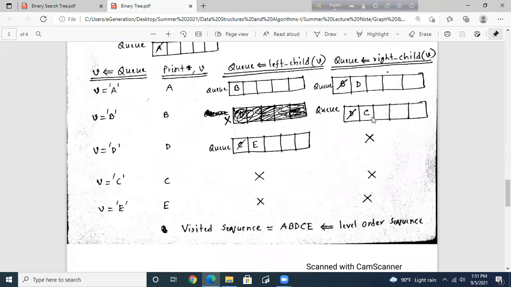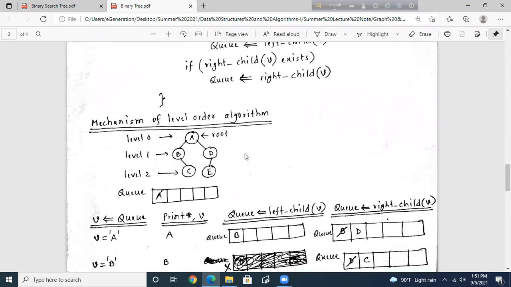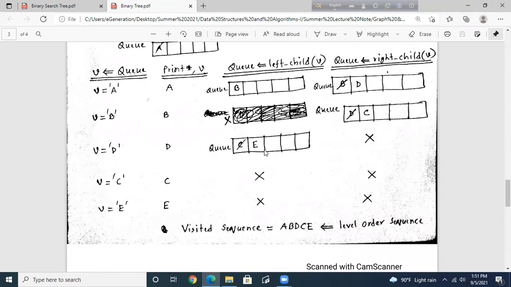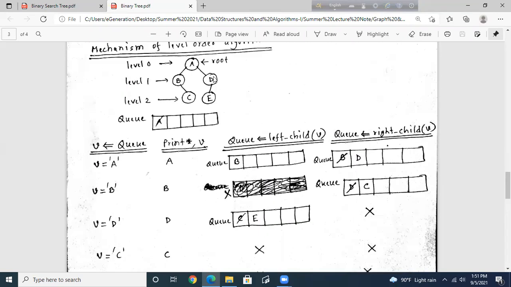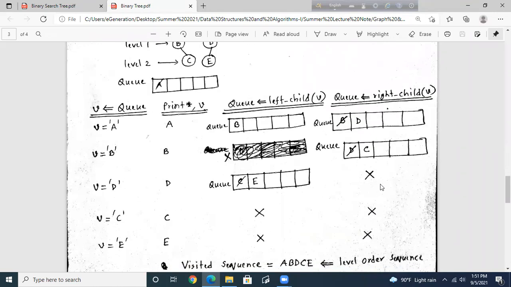Previously, only C was available. So I have inserted E here, because left child of D is E. So I have inserted E into Q. Now, dear student, right child of D is not available. Since right child of D is not available, there is a cross sign.